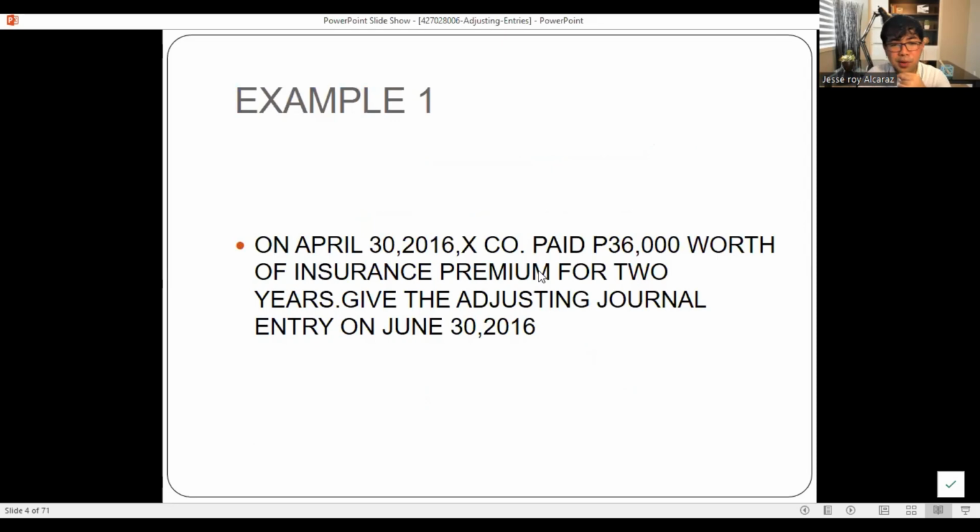Okay, there's an example here with regards to prepayments. On April 30, 2016, X company paid 36,000 pesos worth of insurance premium for 2 years. Take note ha, it's good for 2 years. Give the adjusting journal entry on June 30.